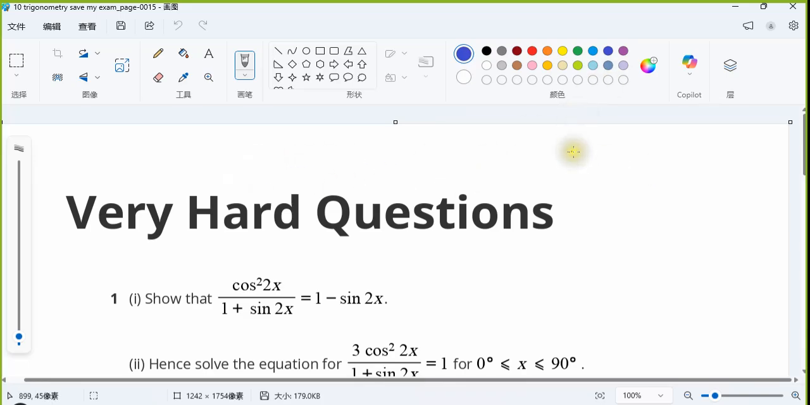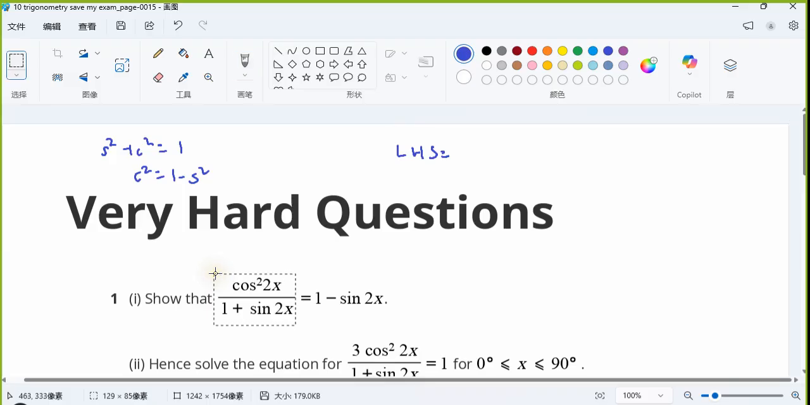Very hard question. Question 1. Show that cos squared 2x over 1 plus sine 2x is equal to 1 minus sine 2x. So we know that sine squared plus cos squared equals 1, so cos squared is 1 minus sine squared. So the left hand side is this.